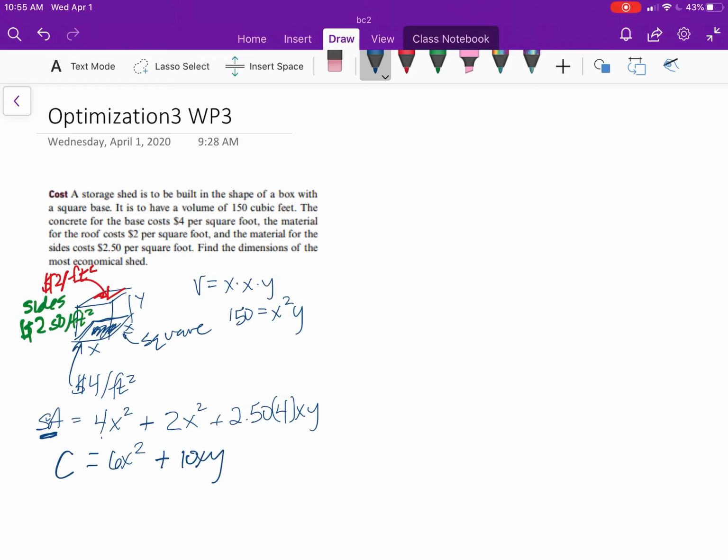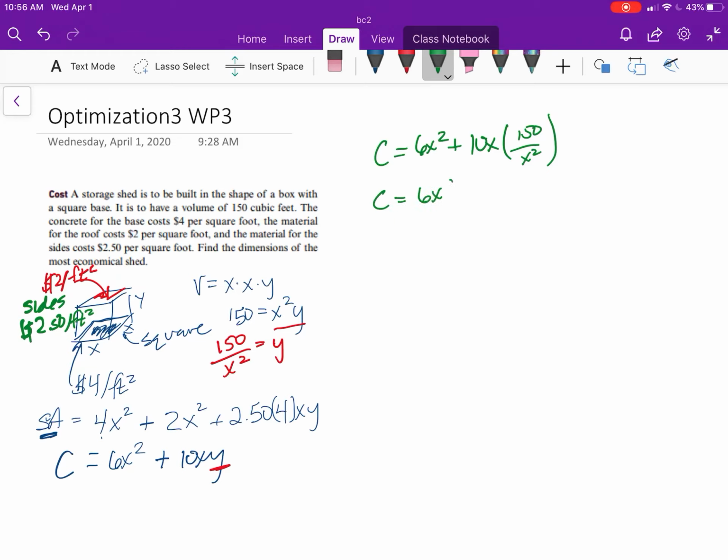Now, we know we're trying to minimize the cost, right? The most economical shed, which means we're going to have to do a derivative. But we have an x and y. That's when we have to come back here. Much easier to solve for y, right? Y is 150 over x squared. So now we can substitute that in there. Okay, let's start this at the top. C equals 6x squared plus 10x multiplied by 150 over x squared. That's y. Okay, that reduces to 6x squared plus, one of those x's canceled, 10 times 150 is 1500 over x, or 1500x to the negative 1.